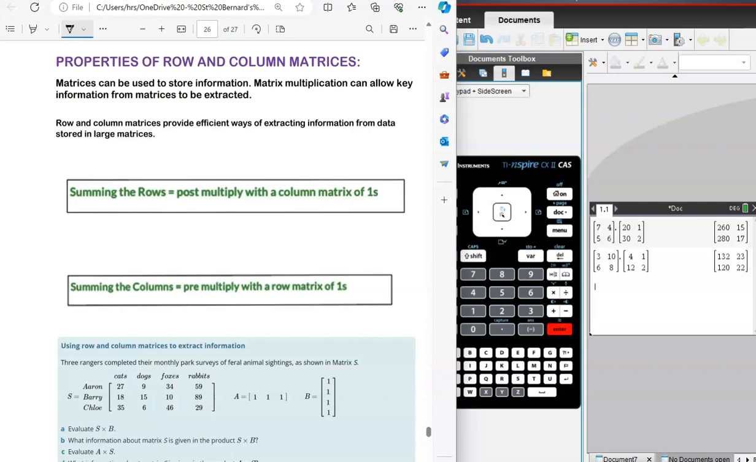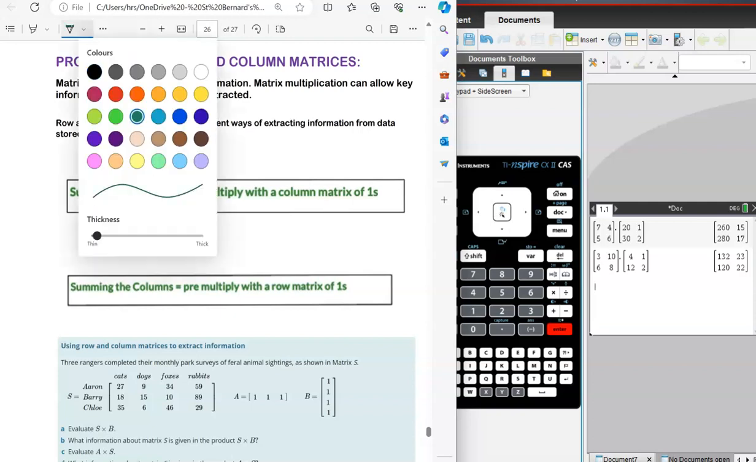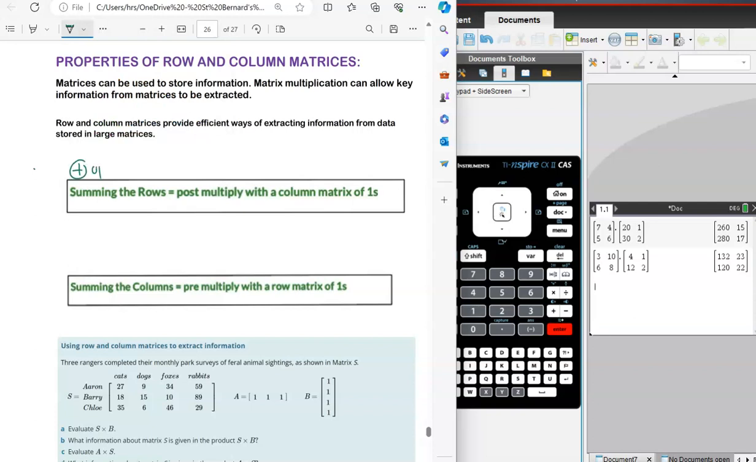So we need to use matrices, and we need to use it because it's like a coding, because the computer wants to use numbers and figures. So if we use a row and column matrix, we can use that. So if we want to add up a row, maybe just above that you might write add up rows, because that's what summing means. If you want to add up rows, you post multiply. So post multiply means multiply after with a column matrix of ones.